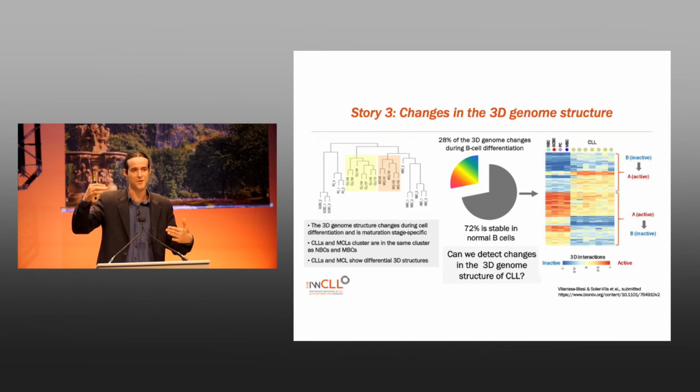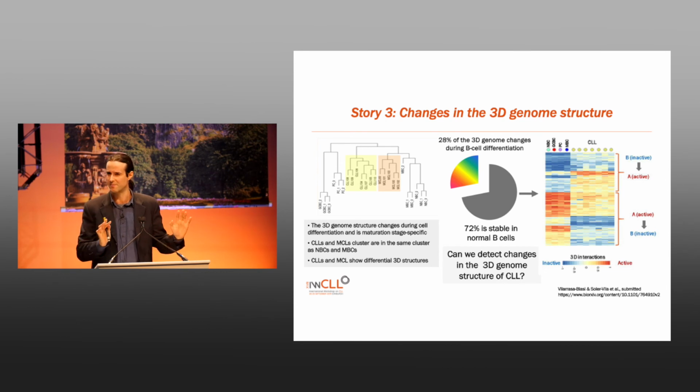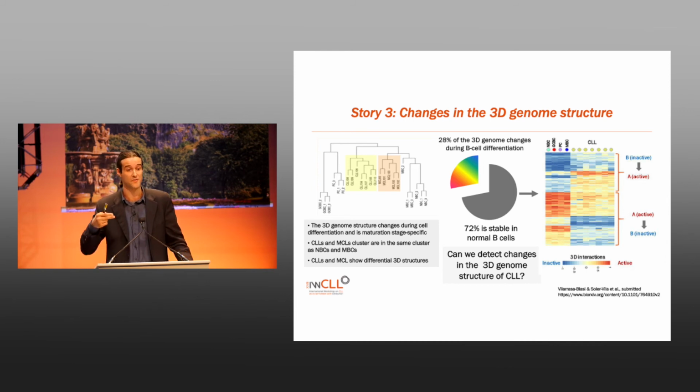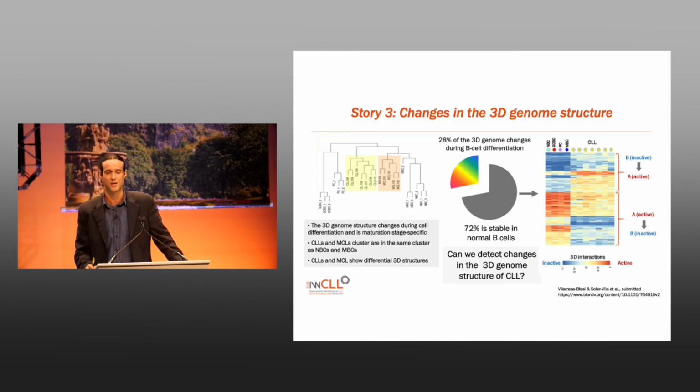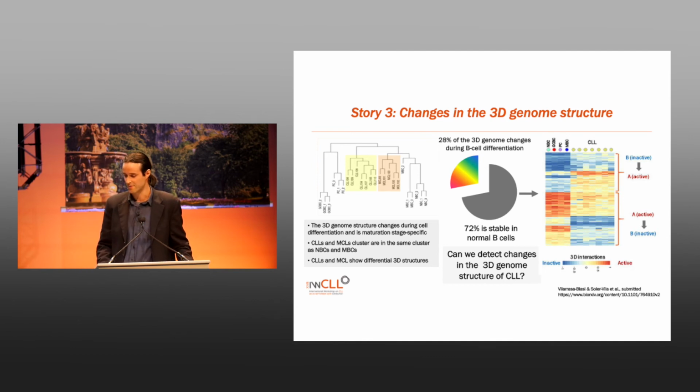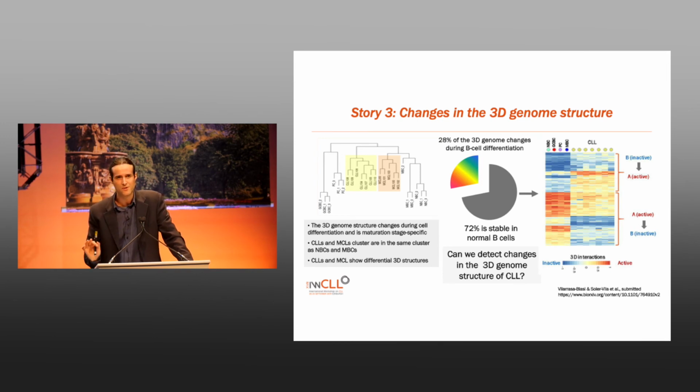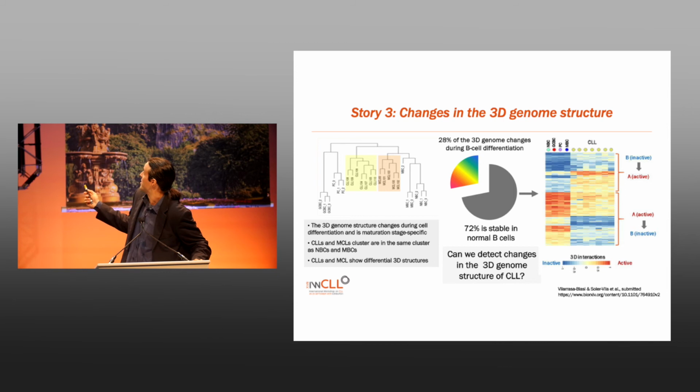28% of this 3-dimensional folding and these interactions change during normal B-cell differentiation, so this is something that we studied separately. But there is 72% that is stable, that is not changing in the context of physiological differentiation of the cells. So if we take this 72%, we ask the question: can we then identify changes that are CLL specific, that are not occurring in normal B cells? There are almost 350 regions of 100,000 base pairs that change in CLL, either becoming more active or more inactive.